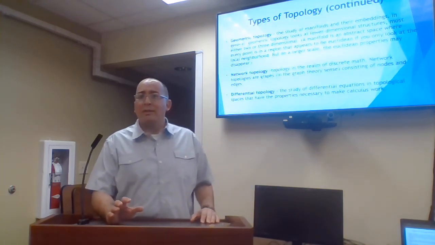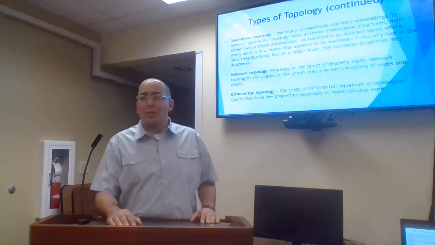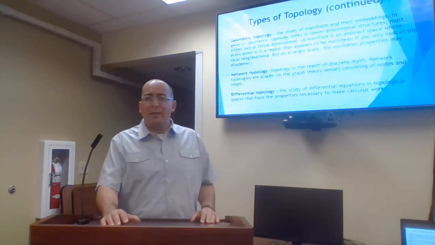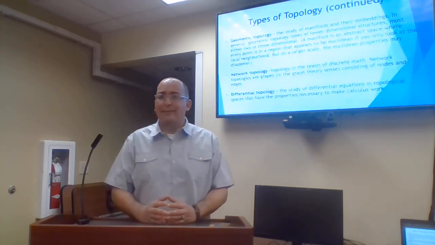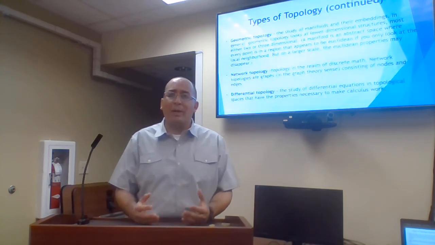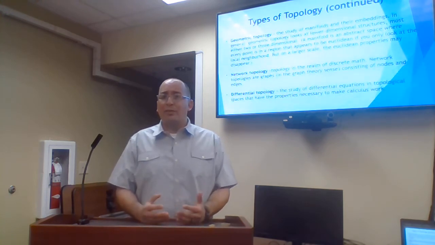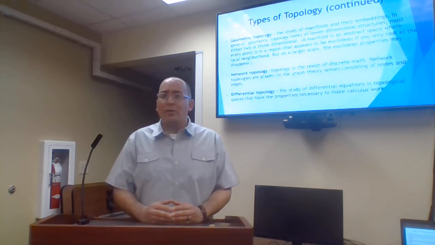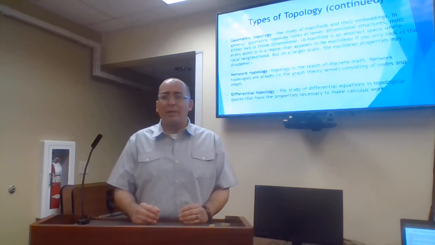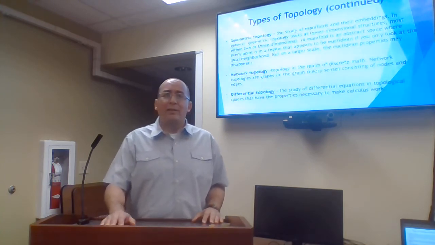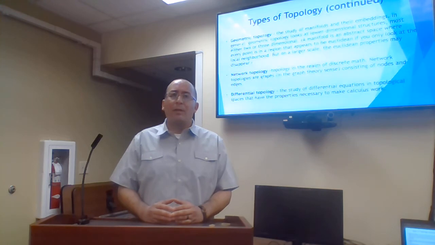Here are some more types of topology. The one that I typically use is geometric topology, the study of manifolds and their embeddings. In general, geometric topology looks at lower dimensional structures, mostly 2 or 3 dimensional. A manifold is an abstract space where every point is in a region that appears to be Euclidean if you only look at the local neighborhood. But on a larger scale, the Euclidean properties may disappear.